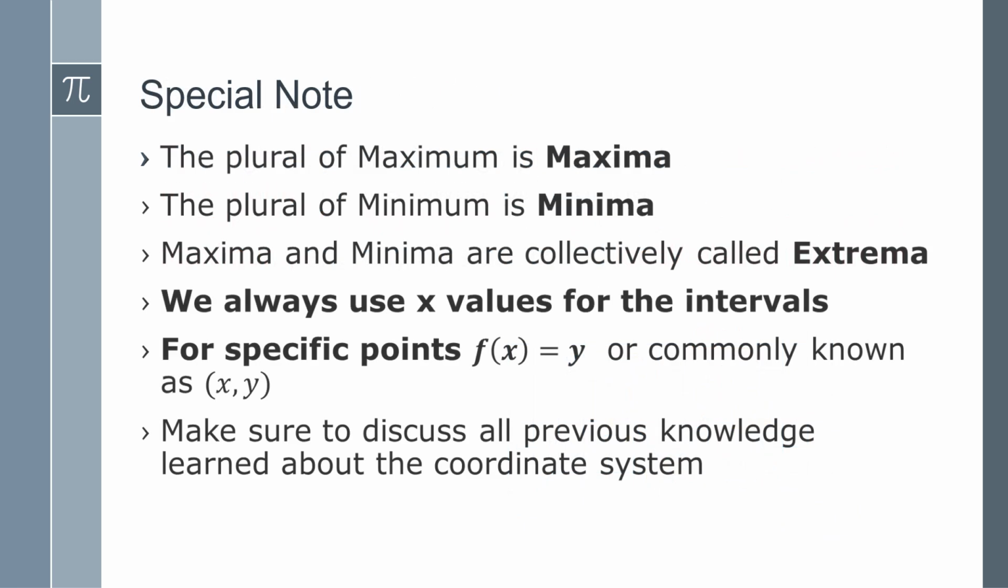Alright, special note. The plural of maximum is maxima. The plural of minimum is minima. Maximum and minimum are collectively called the extrema. We will always use x values for intervals. For specific points, x and y are commonly used. And make sure you apply your previous knowledge about the coordinate system.